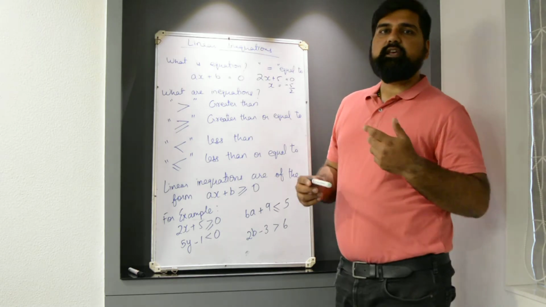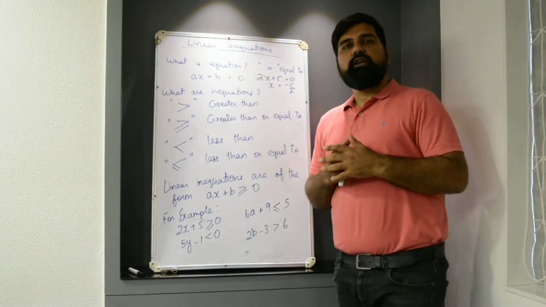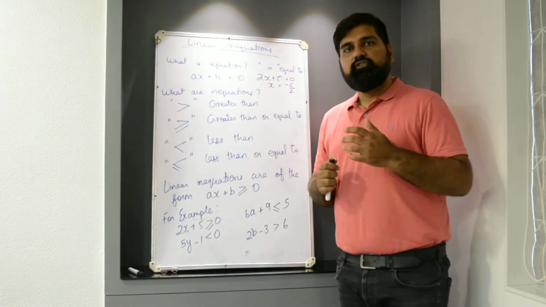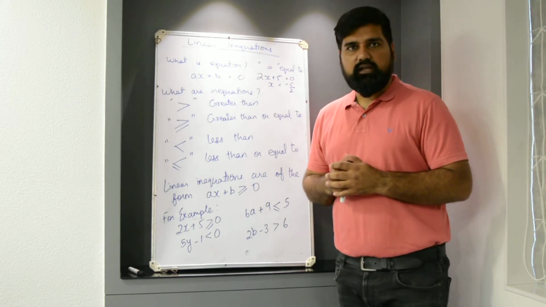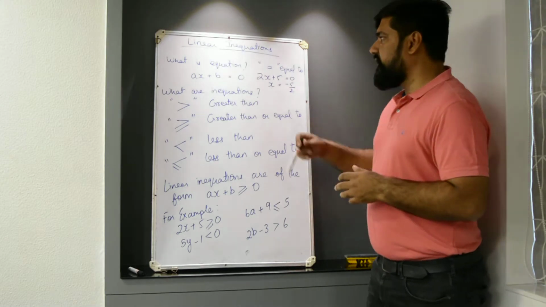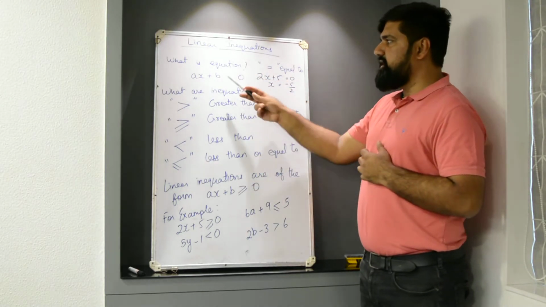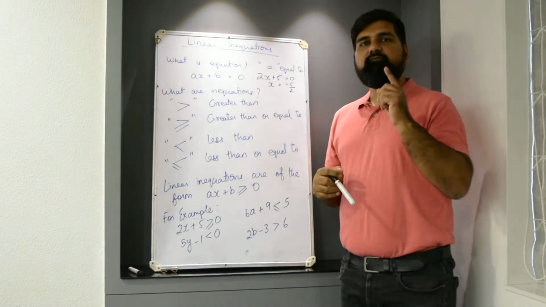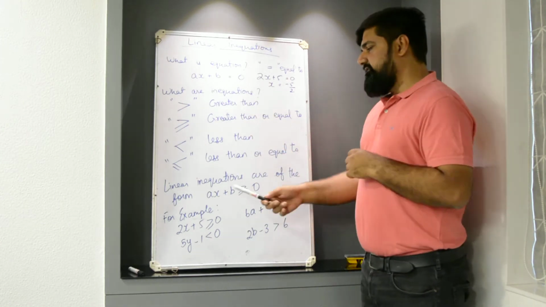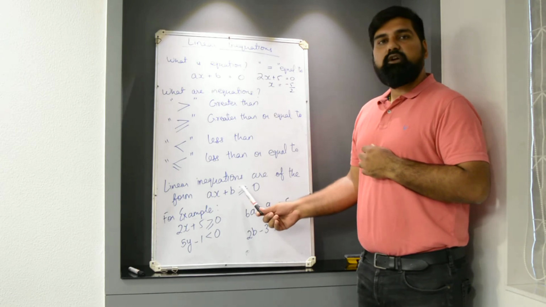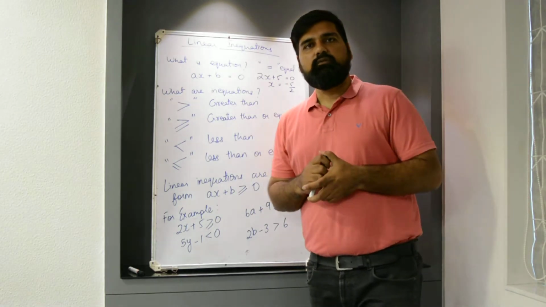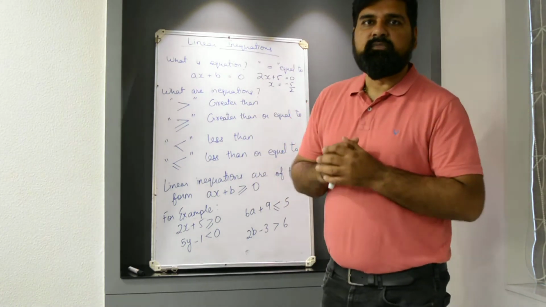It can be greater than or equal to, it can be less than or equal to, it can be greater than or it can be less than. So these are called inequalities. So they are just like linear equations. As you can see, here it is ax plus b is equal to 0, and we get only one value of x. But when we have ax plus b is greater than or equal to 0, we can have multiple values of x. That is why it is known as inequality.